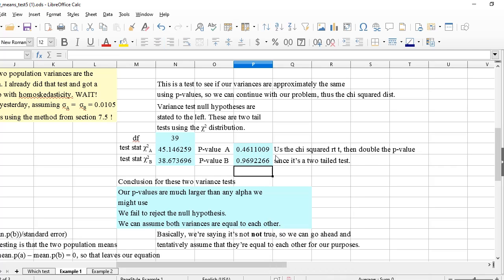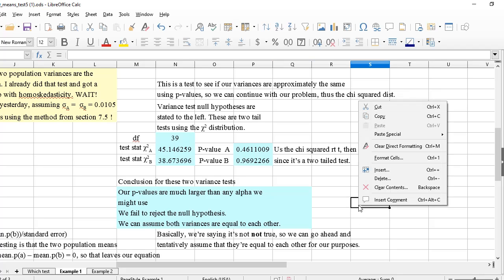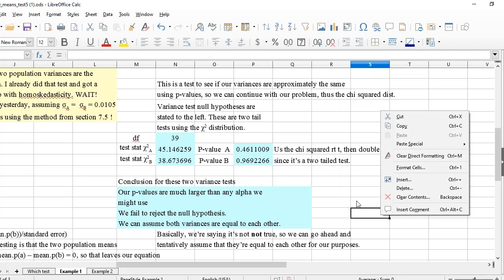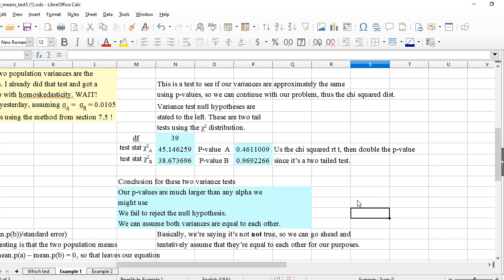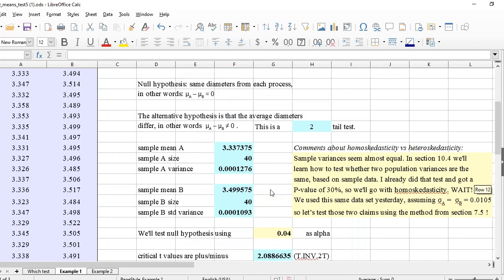So clearly, our p-values are much larger than any alpha that we may use. We fail to reject the null hypothesis, which was that the variances are not equal to each other, so we can assume that they are equal to each other. The reason this test works is because we're saying it's not true that they differ, so therefore we can assume that they're equal to each other for our purposes.